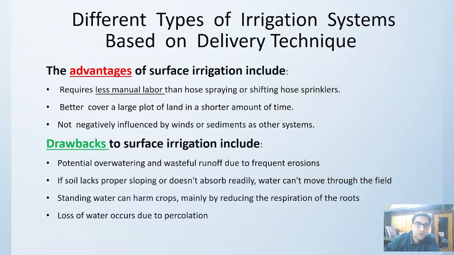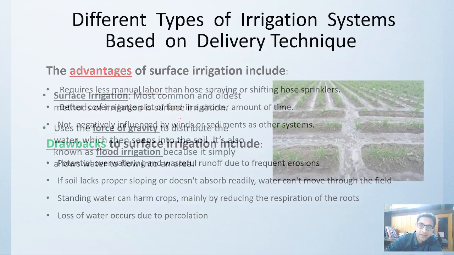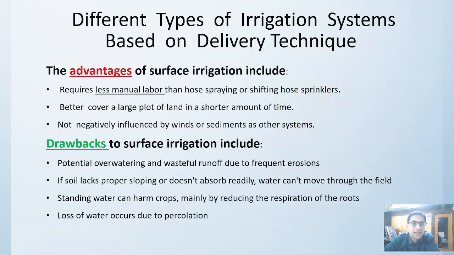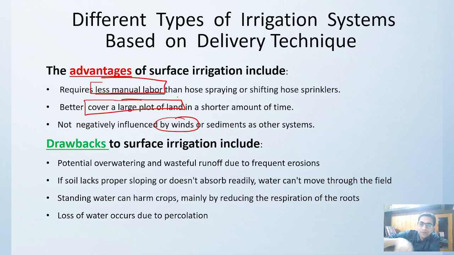Okay, so the advantage of surface irrigation is it requires very little manual labor. Okay, and it will cover a large plot of land properly. You can see here in this example how this large plot of land is being covered properly by making channels everywhere, right? So this is a major advantage. And it is not influenced by wind. That means if you are running the water on the ground, the winds and sediments will not affect it. But there are some drawbacks related to this.